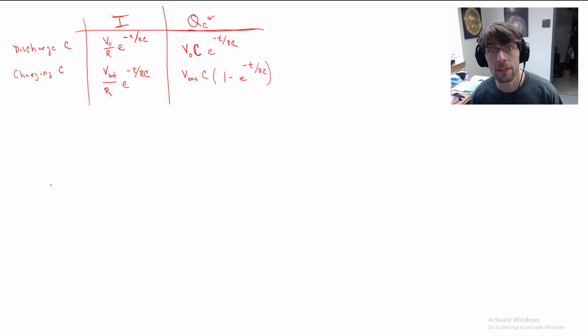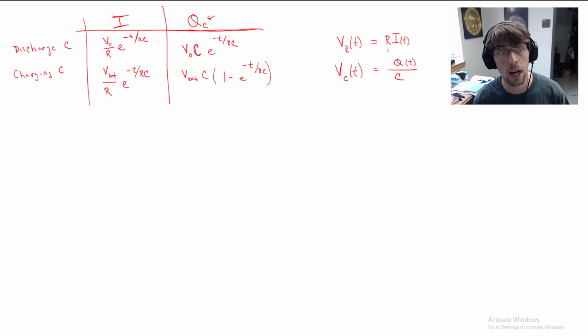Cool. And that's everything. Of course, if you want to know the potential drop across the resistor as a function of time, then you just use the current as a function of time and multiply by R. Or if you want the potential drop across the capacitor as a function of time, just take the charge as a function of time and divide by the capacitance. So once you know I and Q C, you know your potential drops.